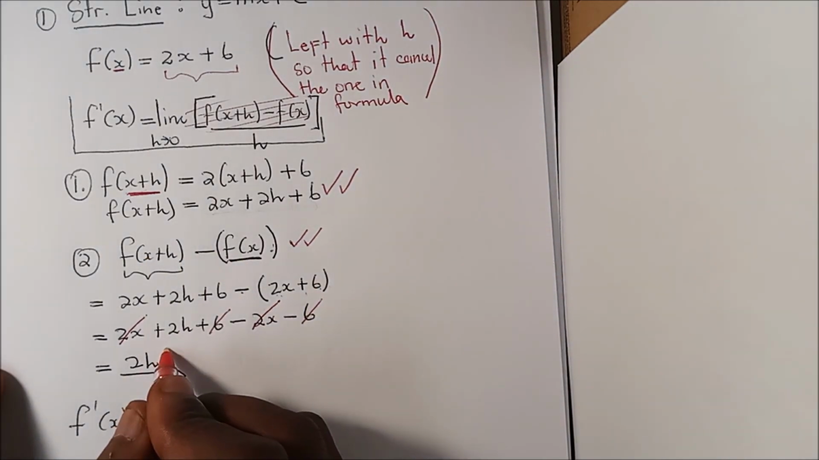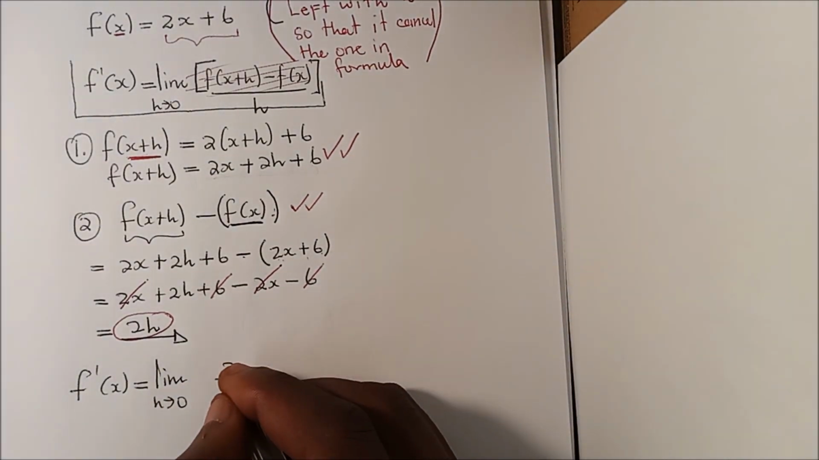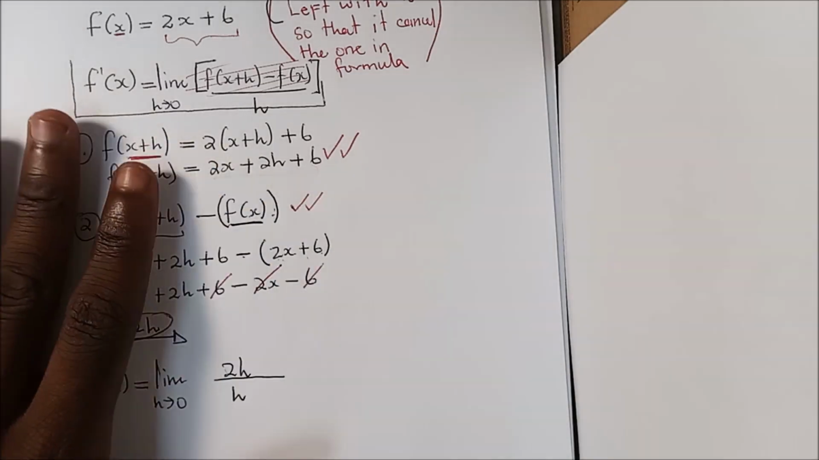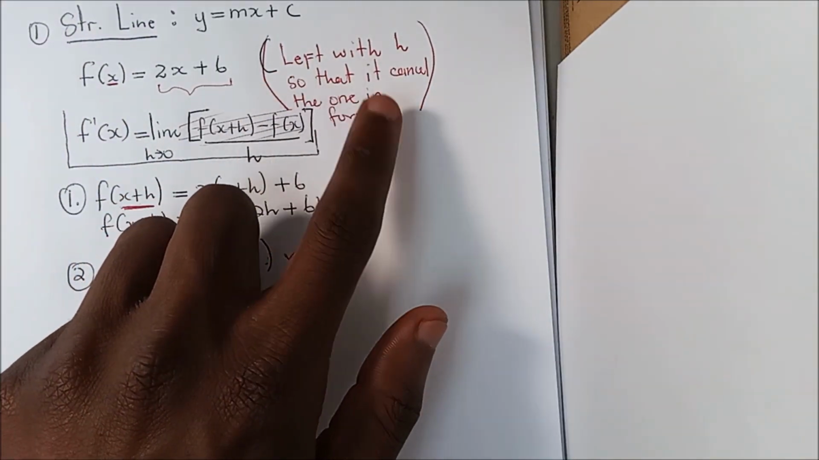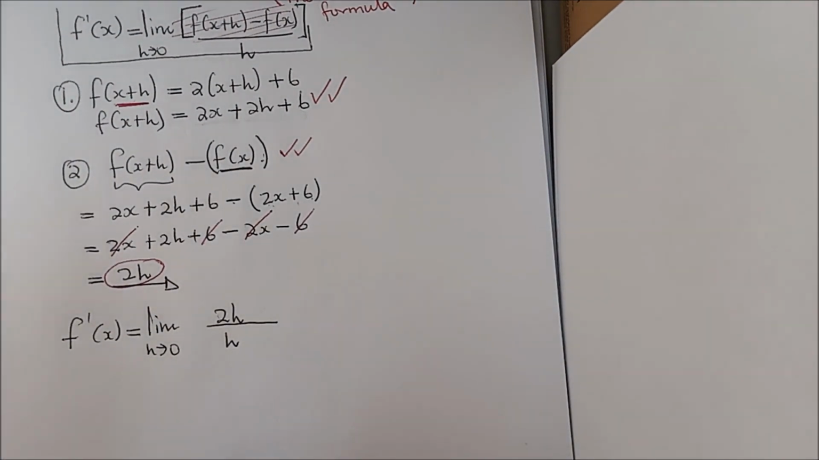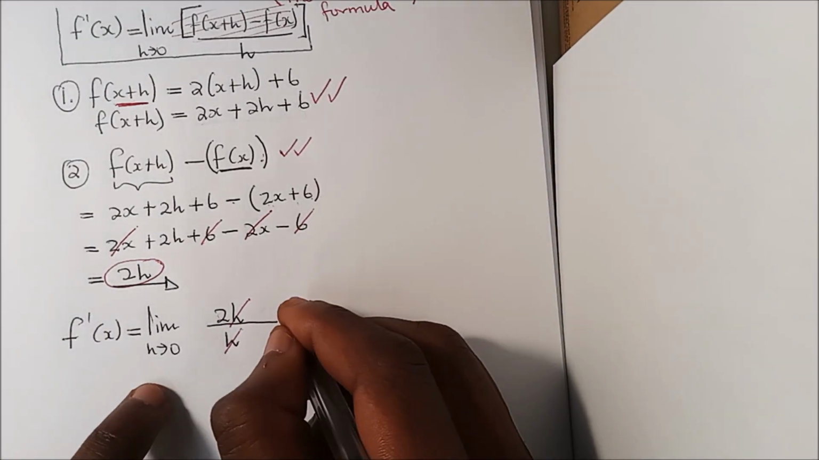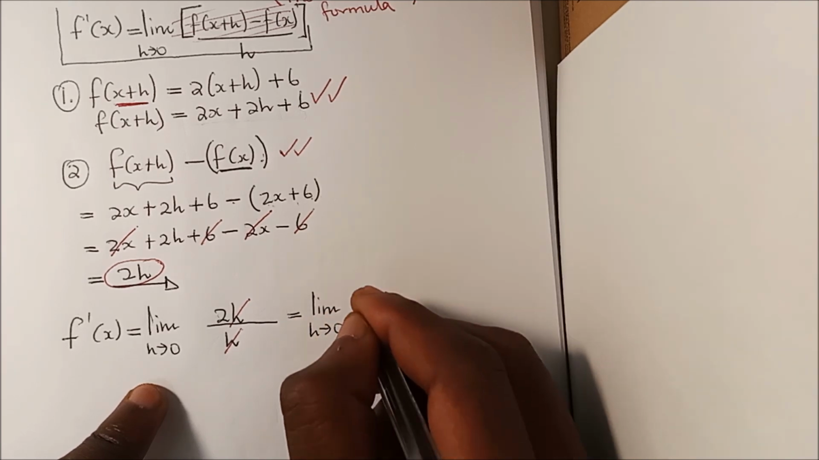And what is the value of the top part? That's 2h. So here we have 2h over h. So now, going back to this thing, we must be left with h so that it cancels the one in the formula. So now if we come here, the h and the h, they are gone. So we are left with the limit as h goes to 0 of 2.